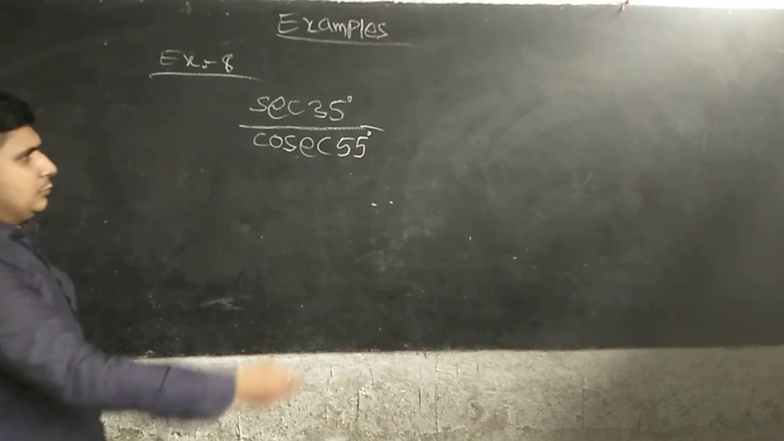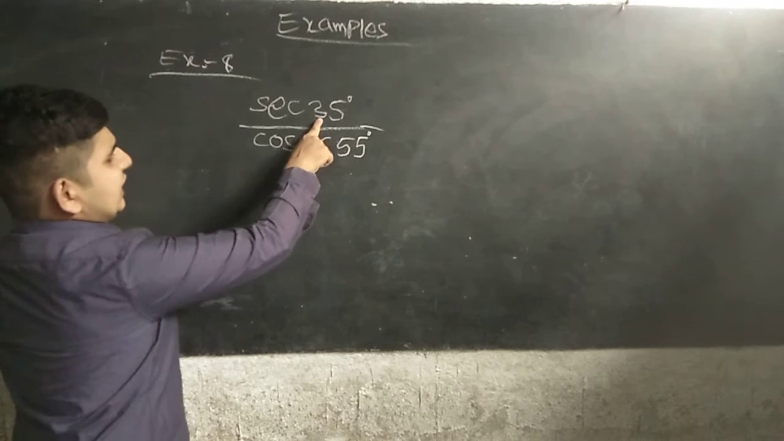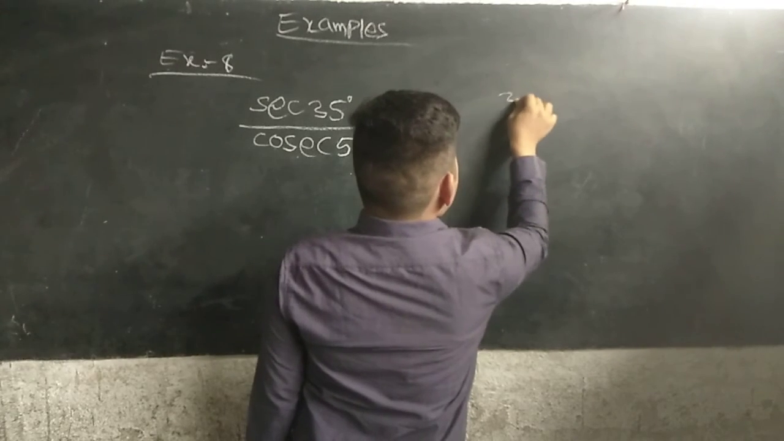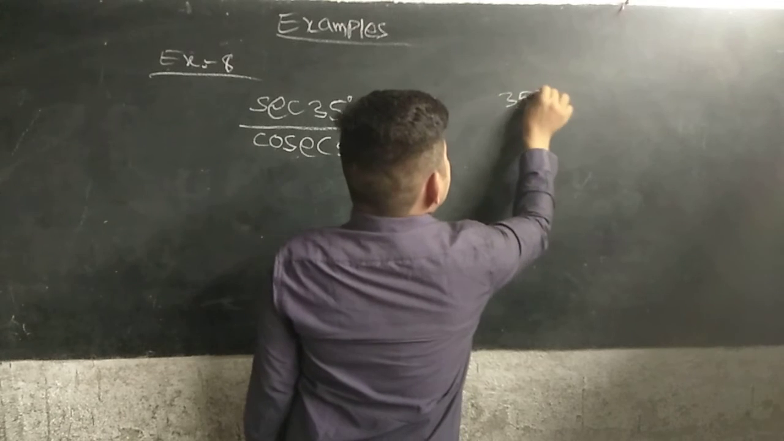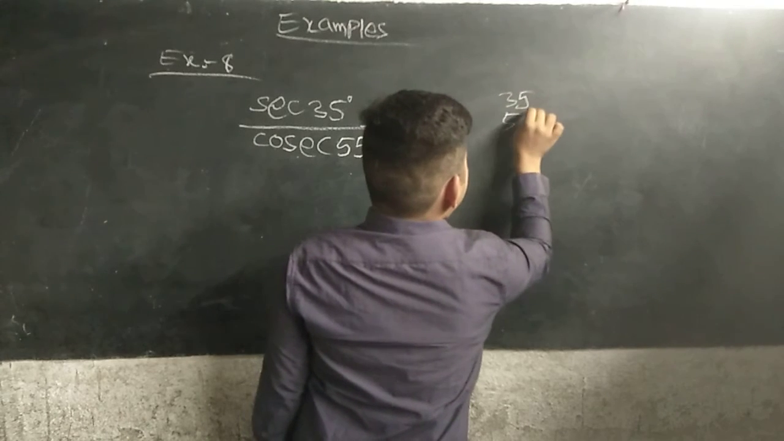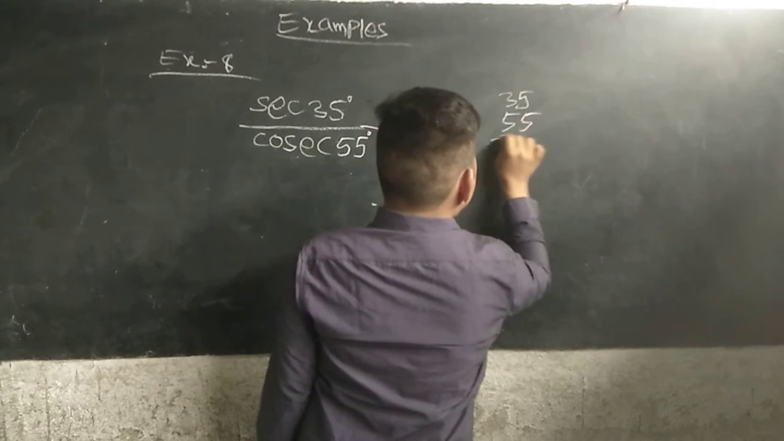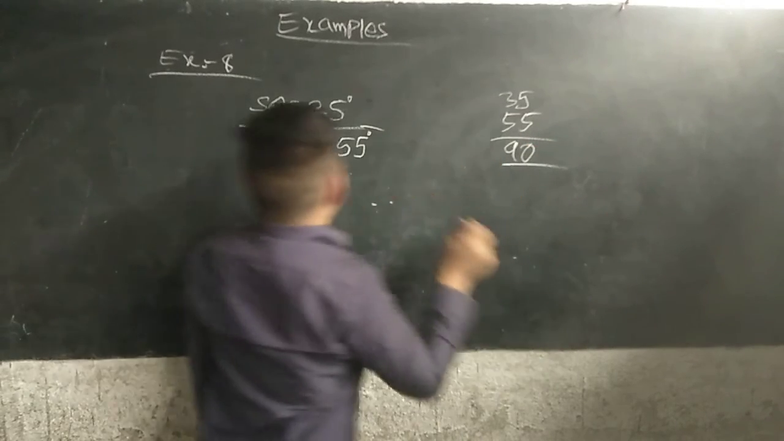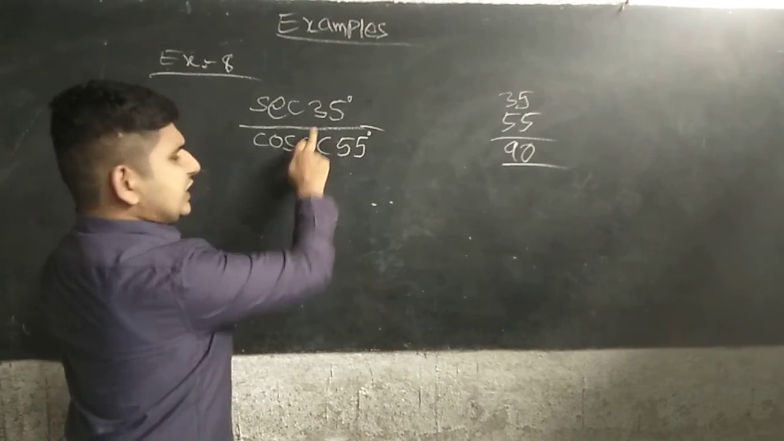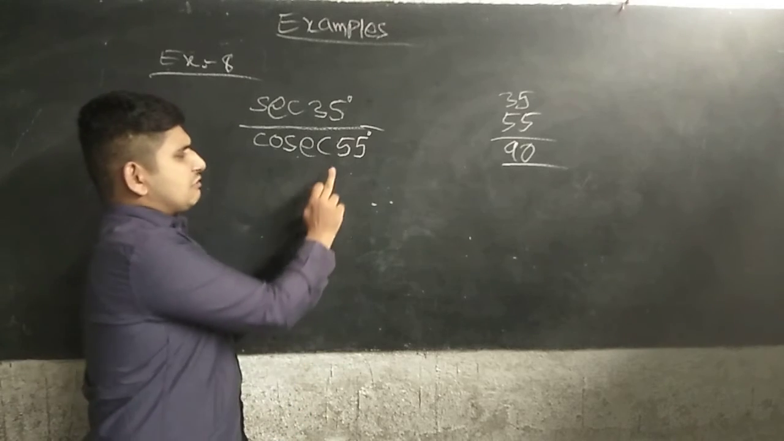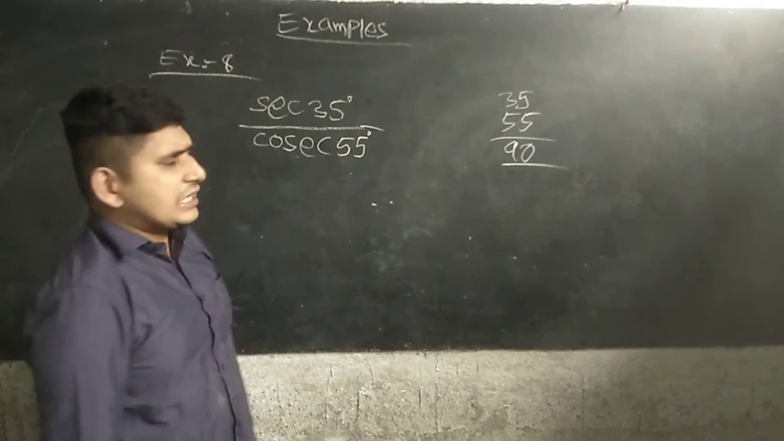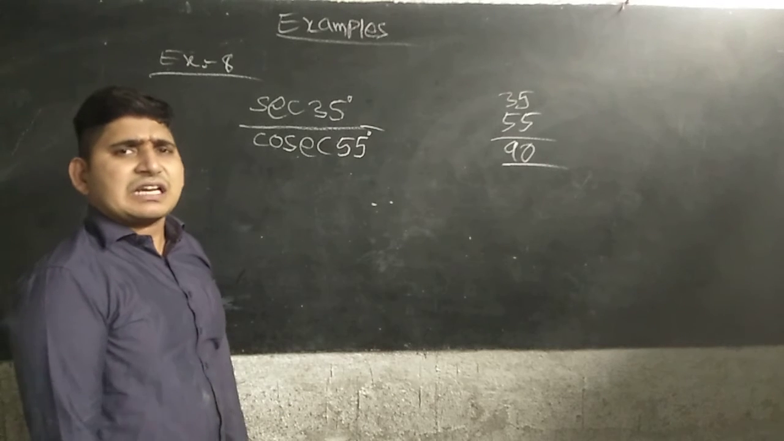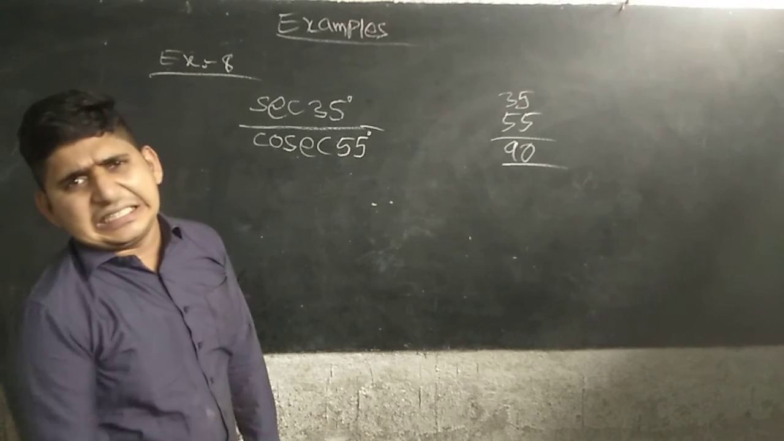Now here, 35 plus 55, how much? 35 plus 55 equals 90. So 35 degrees is theta 1 and 55 degrees is theta 2. So 35 plus 55 equals 90, so theta 1 plus theta 2 equals 90 degrees.